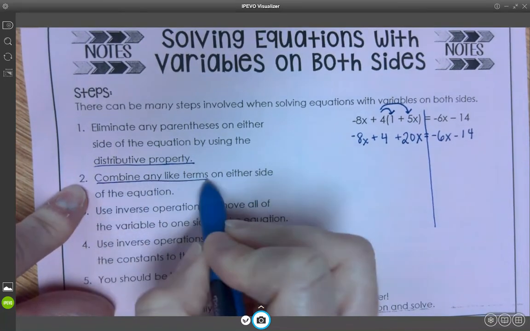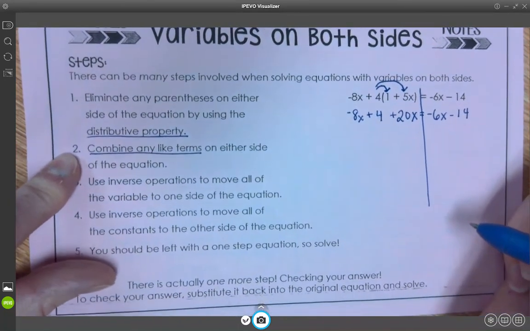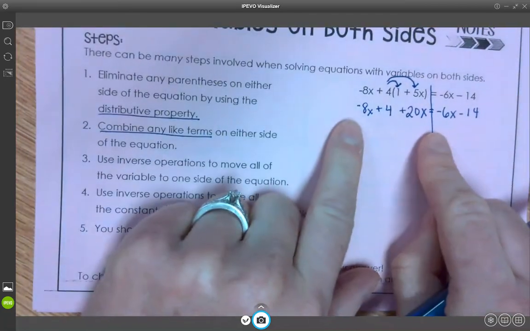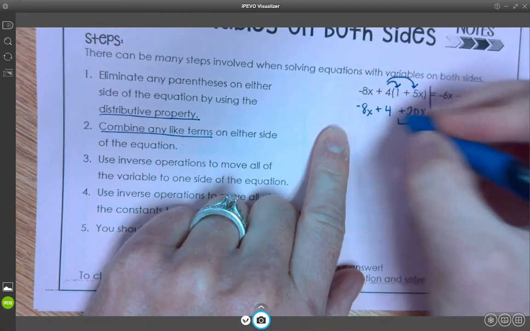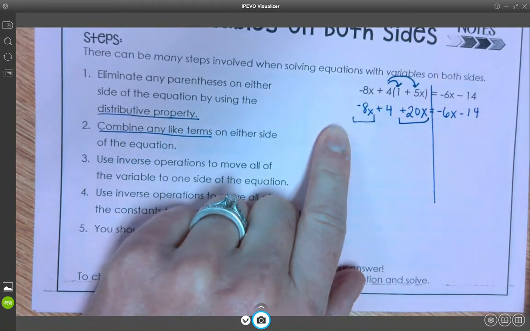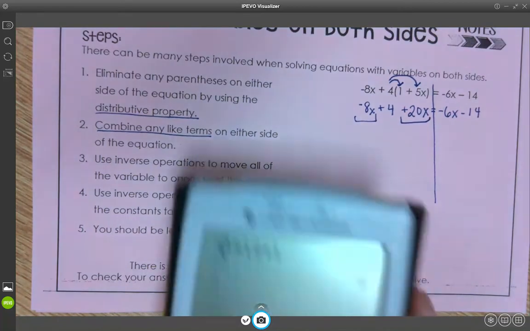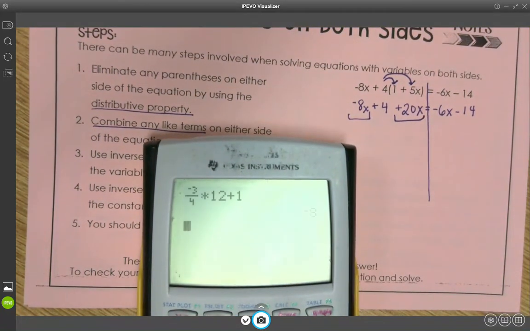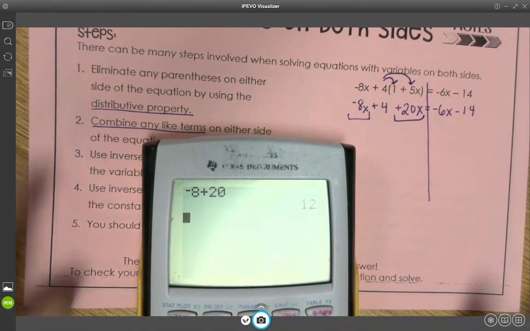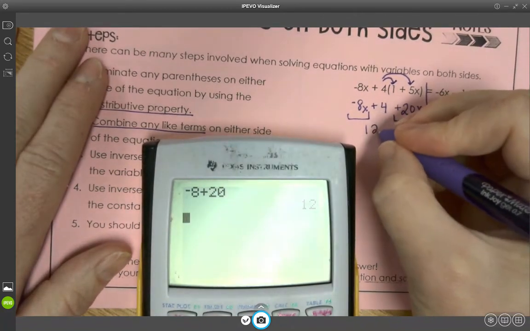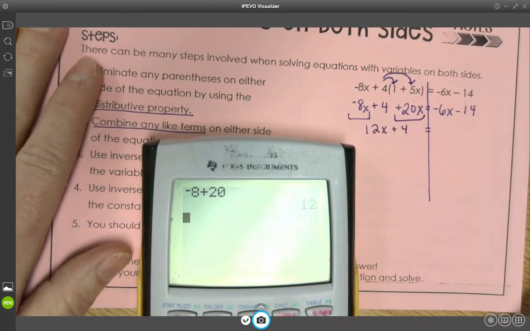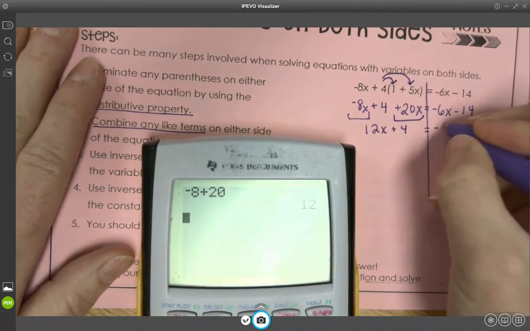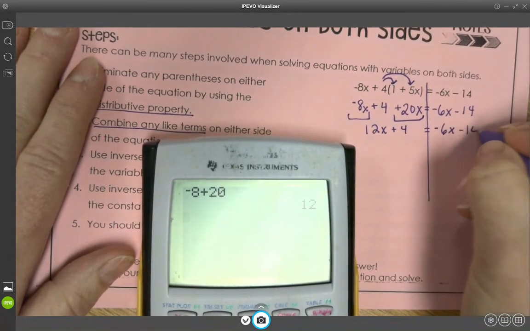Step 2, combine any like terms. So we'll look at the left-hand side. What are the like terms here? Right, you got to take that sign with it. So we could put those together. Negative 8 plus 20 to get positive 12x plus 4 equals, the right-hand side, nothing to do, x minus 40.